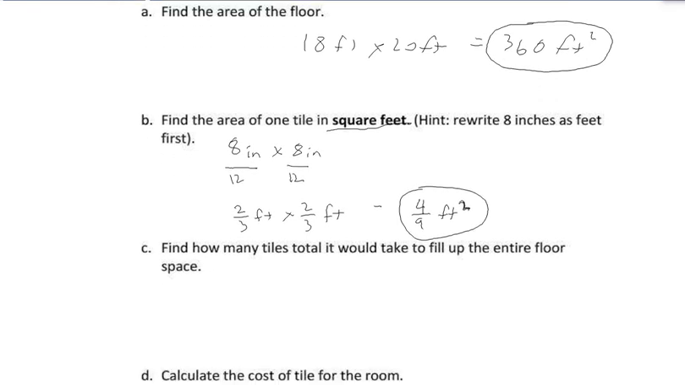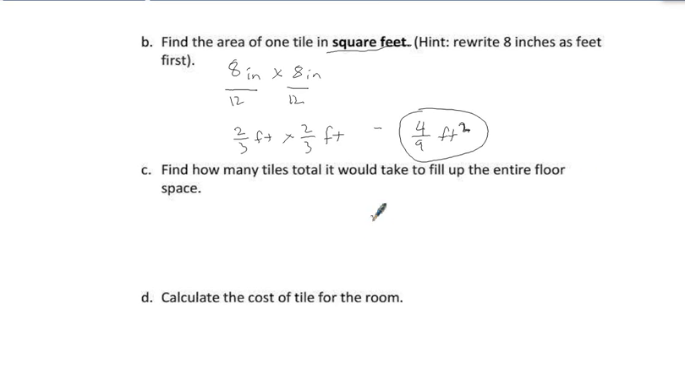How many tiles total will it take to fill up the entire floor? Well, the whole floor is 360 feet squared. And if we divide that by one tile's area of 4/9 feet squared, that'll tell us how many tiles we need in the room. And 360 divided by 4/9, or 360 times 9 divided by 4, is going to be 540 tiles. So we're going to need 540 tiles.